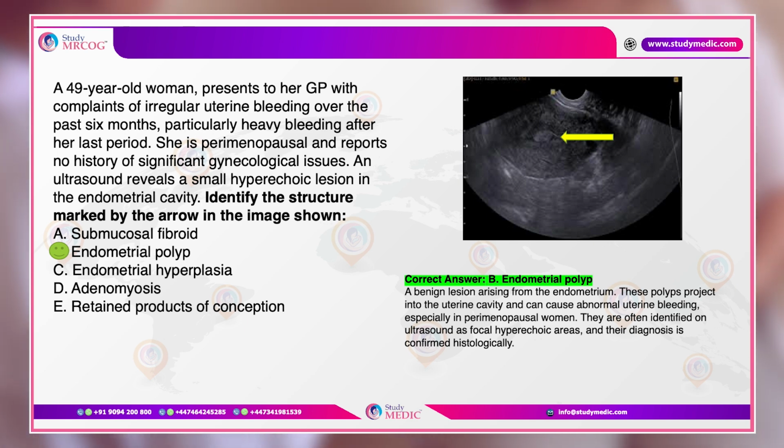Now, endometrial polyp, like we've already described, is a usually benign lesion in the lining of the uterus, and it projects into the endometrial cavity and can produce symptoms such as heavy uterine bleeding, irregular intermenstrual bleeding, and also postmenopausal bleeding.